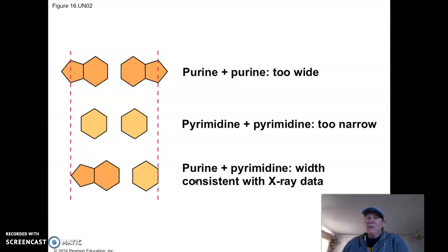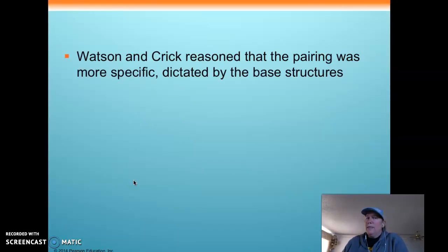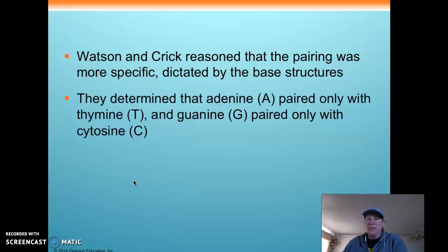Here's why it wouldn't work. If you put two purines together, it'd be four, and then if you put two pyrimidines together, it'd only be two. So it would go like this, and that's not the way the X-ray data, that picture, showed it. So they knew it had to be pairing like this, because then it would always be three, and it would always be the same distance apart. They knew they had to be specific, but they just weren't sure which ones went together.